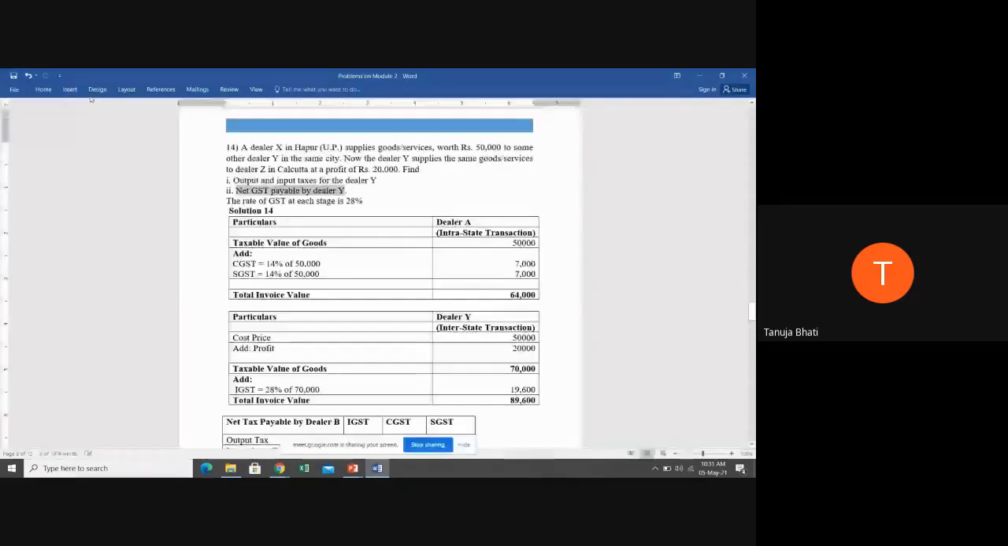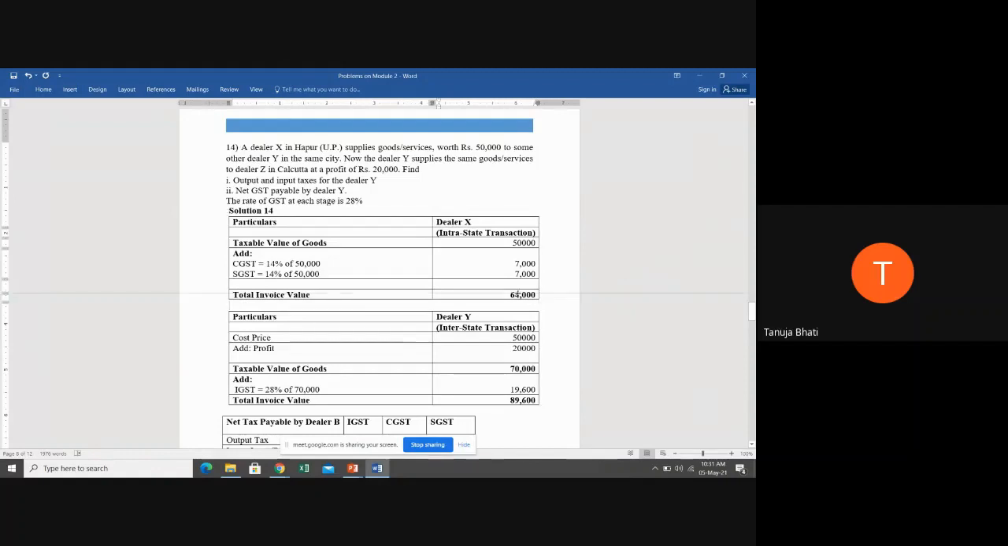First and foremost, we have to see dealer X. Since dealer X and dealer Y are in the same city, it becomes an intrastate transaction. The taxable value of goods, as mentioned in the problem, is 50,000. You're going to add CGST and SGST since both X and Y are in the same state. So 14% of 50,000 and 14% of 50,000, because the GST rate is 28%. Half of 28% is 14 and 14, which comes to 14,000. So the total invoice value dealer X collects from dealer Y is 64,000.